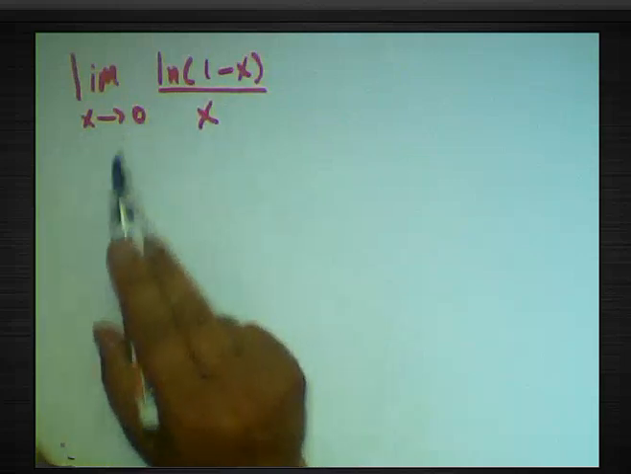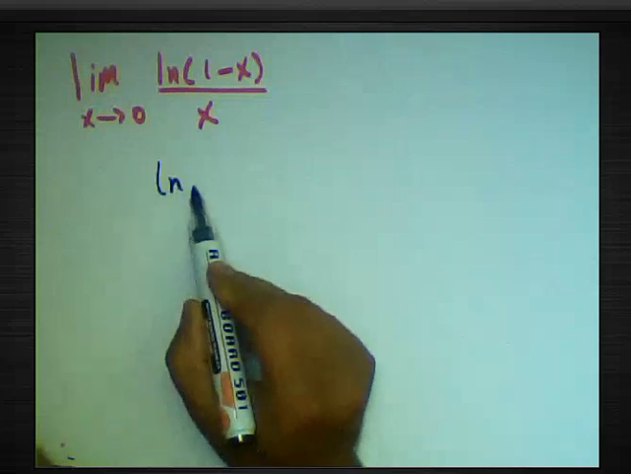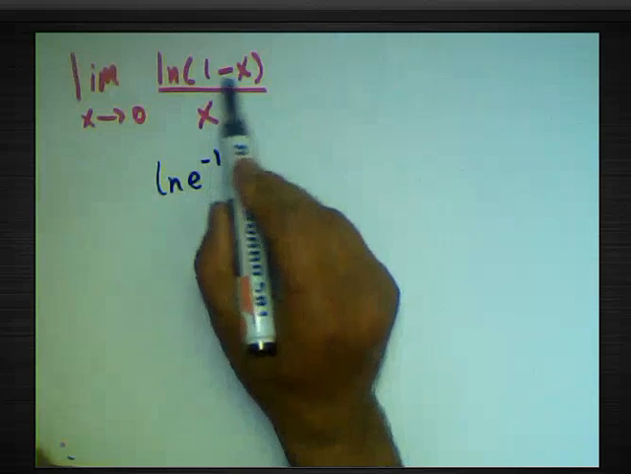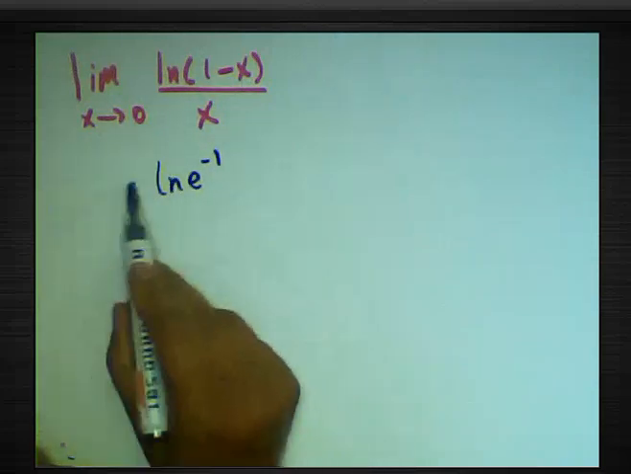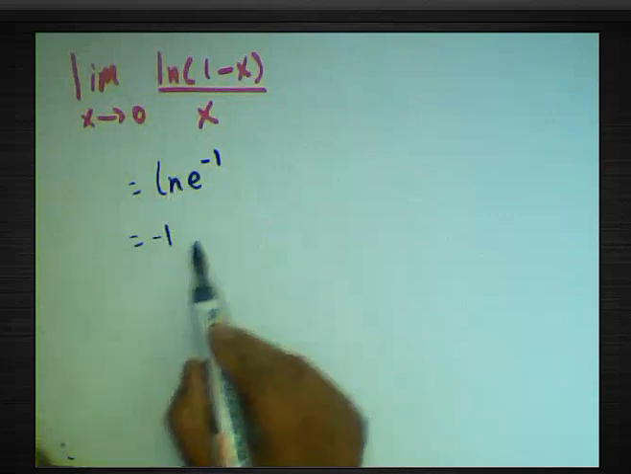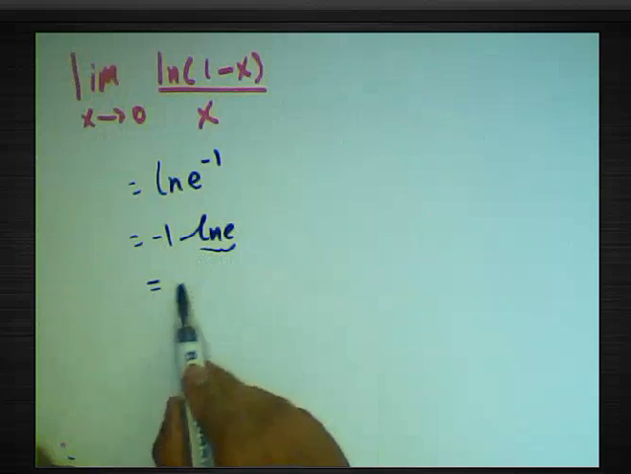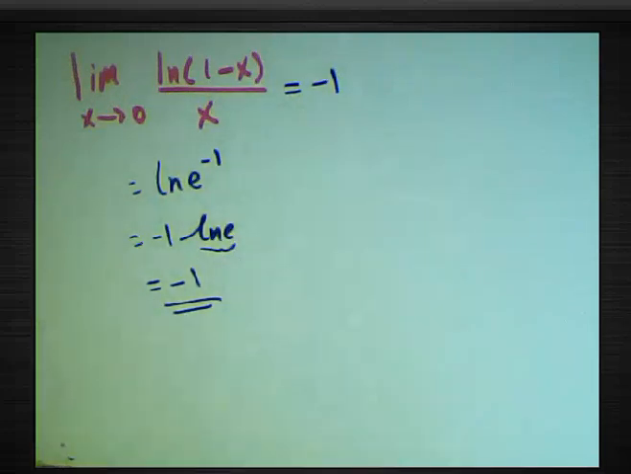Limit of ln(1 - x) over x when x approaches 0. It will be negative 1, because the result here will be ln e to the power of negative 1. The coefficient of x will be negative 1, and then we can drop negative 1 outside, multiplied by ln e, and we know ln e equals 1. The result will be negative 1. You can find the result in one step. It will be negative 1 in one step.